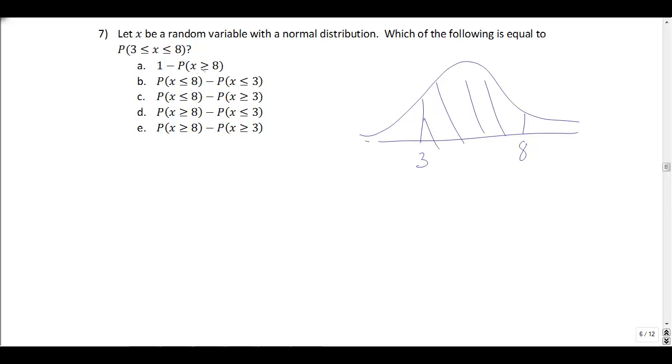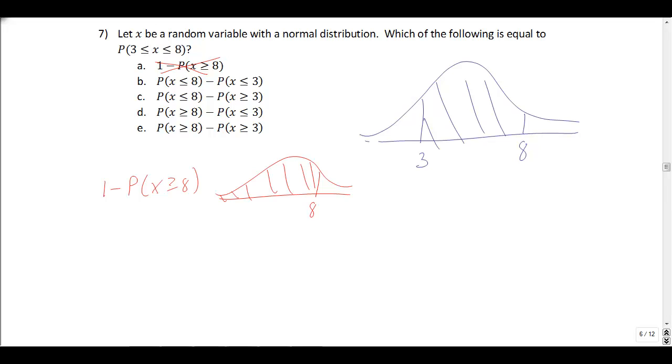Let's just go through what pictures we get. So let's do this first one: 1 minus the probability x greater than or equal to 8. I don't want to circle that as an answer, I just want to write it up. The picture for that is we've got 8 over here, and x greater than or equal to 8 is there. So the picture is all of this. This is similar to what we want, but it's actually missing this part below 3. So A, that's not the answer.